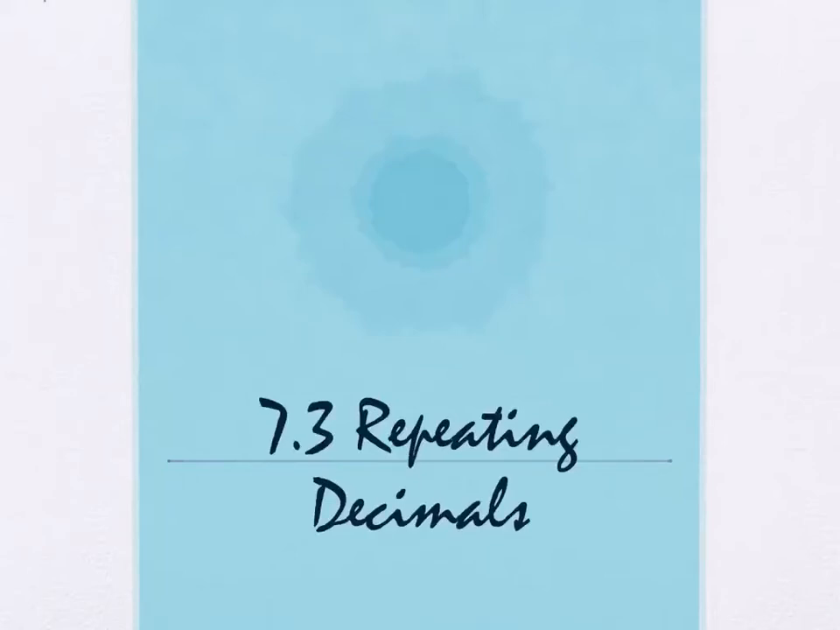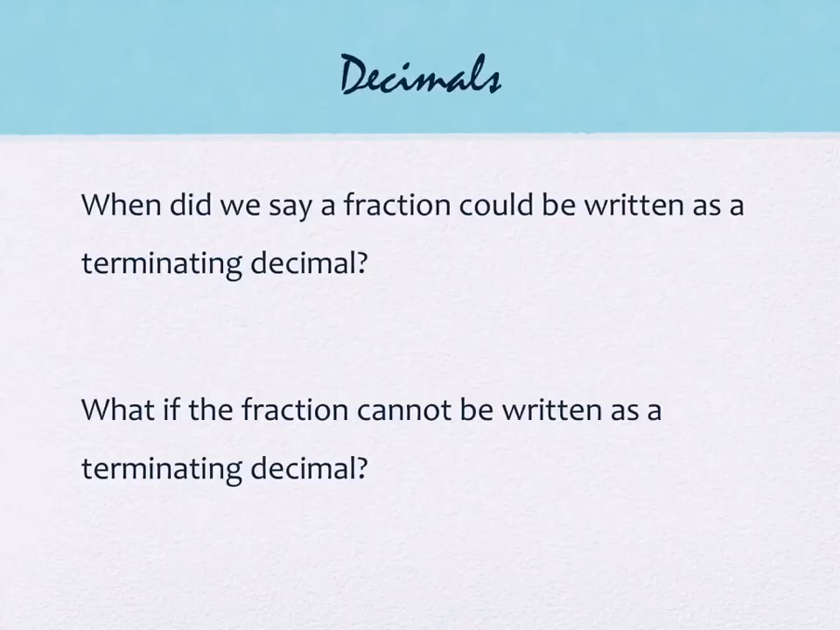Section 7.3 is titled Repeating Decimals. What we've been doing so far are what were called terminating decimals. One of the section titles also called them finite decimals, like they ended. There was a relationship that we discussed between fractions and decimals that talked about when a decimal would terminate.